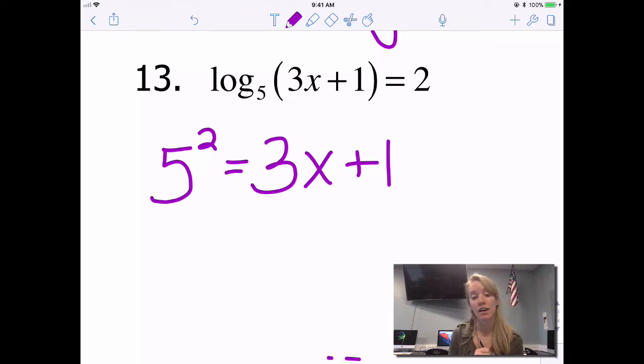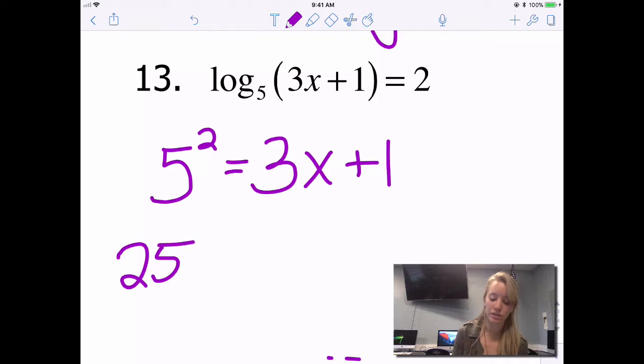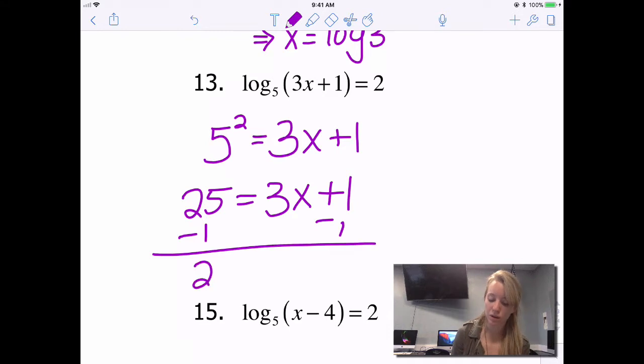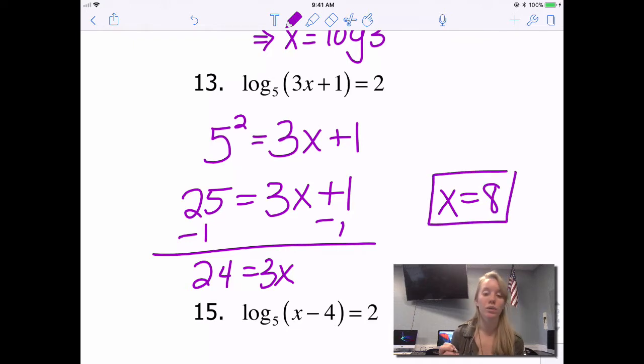Notice on the left side, 5 squared is something that we know. We can plug it into our calculator. Hopefully we know it in our heads. 25 equals 3x plus 1. 3x plus 1 is actually a pretty easy equation to solve. Subtract 1 on both sides. 24 equals 3x. Divide by 3 on both sides, and x is equal to 8.